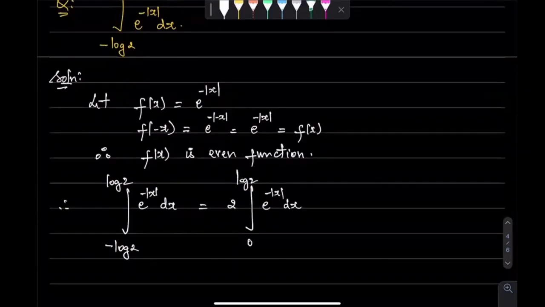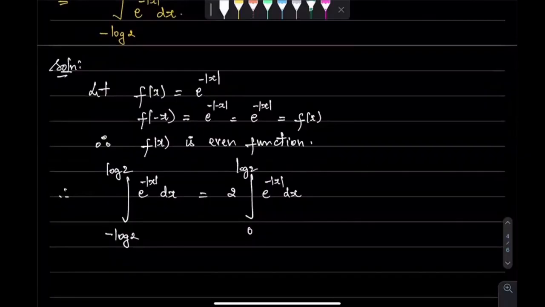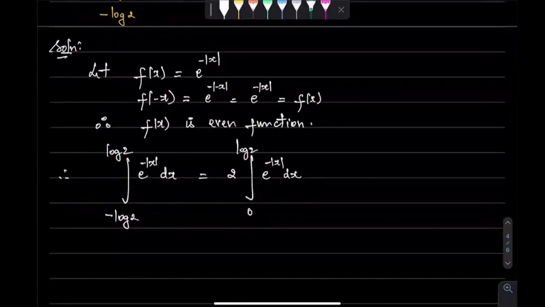Since it is 0 to log 2, on the positive side, what happens to my modulus function? It becomes positive. So I'll get 2 times the integral from 0 to log 2 of e power minus x dx. Very good. You understand, children?